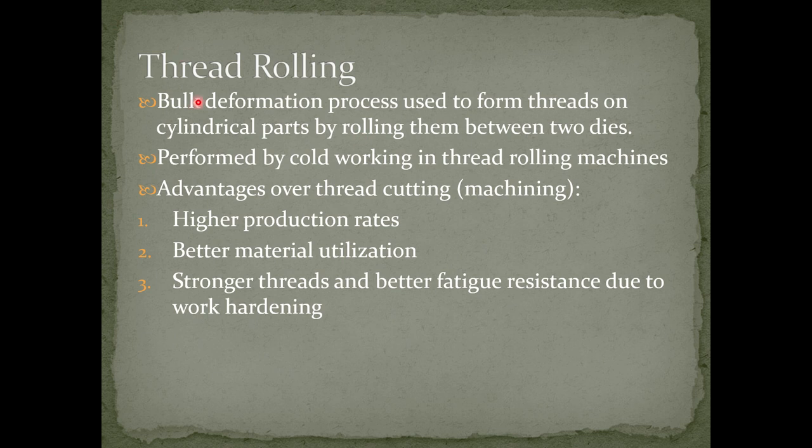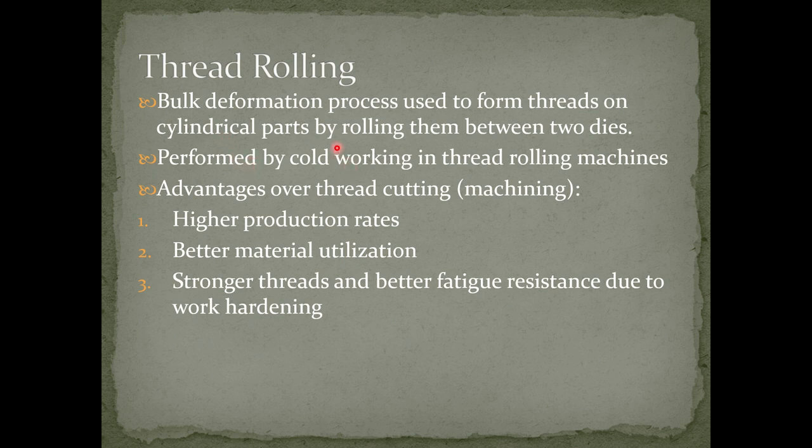Then next is thread rolling. Thread rolling is one of the important applications of rolling. So what is thread rolling? It is a deformation process used to produce threads on a cylindrical part by rolling them between two dies, performed by cold rolling in a thread rolling machine. It is nothing but a cold rolling operation.